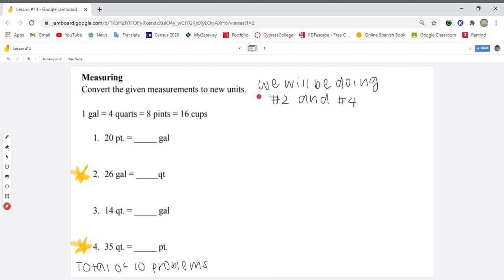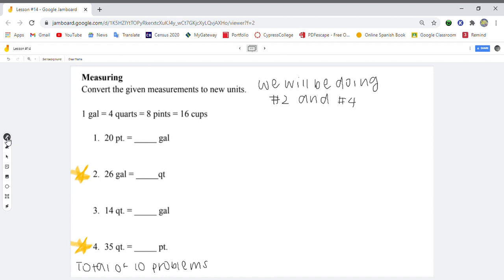Section 2 is going to be converting the given measurements to new units. And we'll be doing number 2 and number 4. So we're given these basic measurements to start off with, which will be very useful to solving number 2 and number 4. So number 2, we have 26 gallons equals how many quarts? So we're converting gallons to quarts for number 2. For number 4, we're converting from quarts to pints.